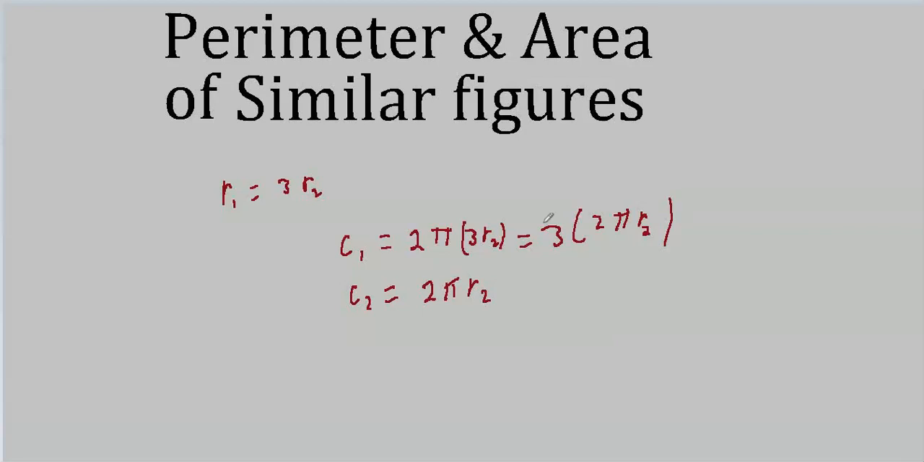Maybe before we do that, since we looked at the similarity factor or scale factor for circles and realized that that is just the ratio of the radii. In other words, if I divide R1 through by R2, I get R1 over R2 equals 3. That's in a sense what this says. Our scale factor is 3. What about perimeters?